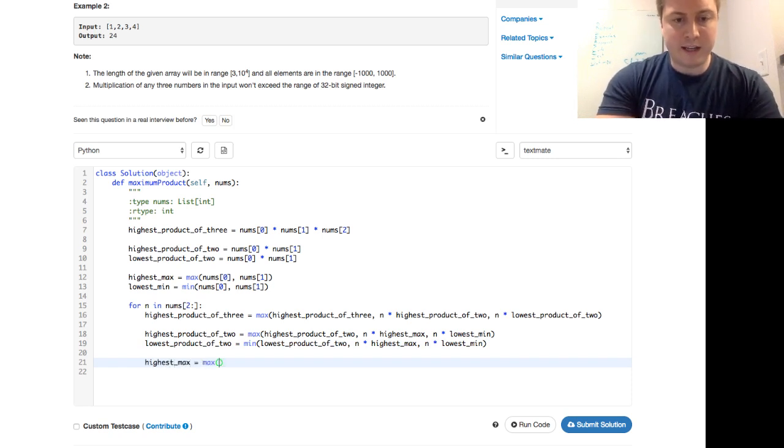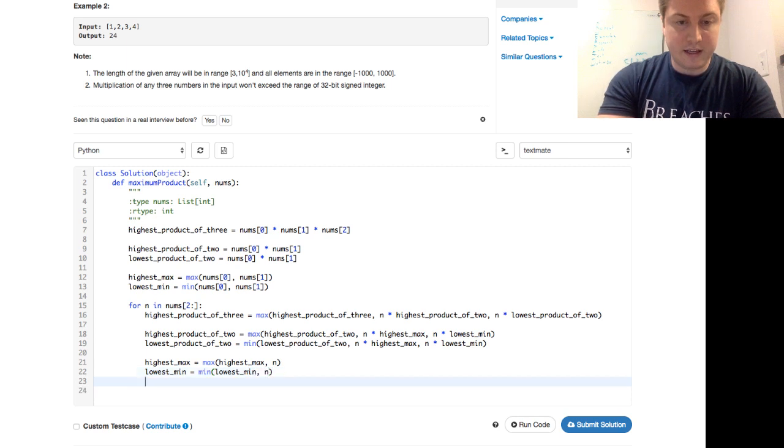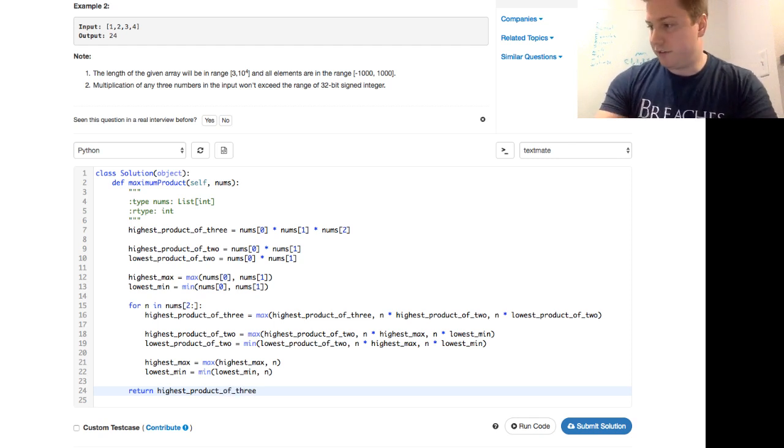And that'll be the max of the highest max, or the current number that we're looking at, also known as n. And then we have the lowest min equals the min of the lowest min and n. And then we just simply return the highest, simply because this is pretty verbose, the highest product of 3.